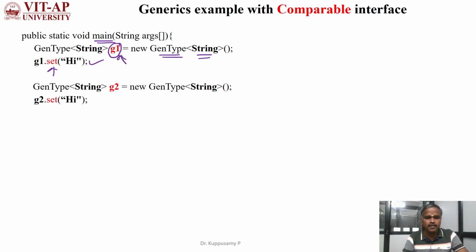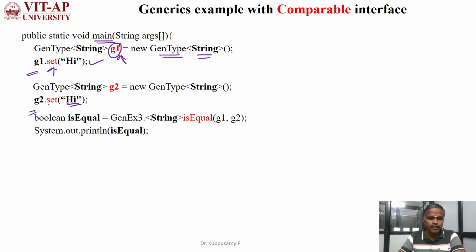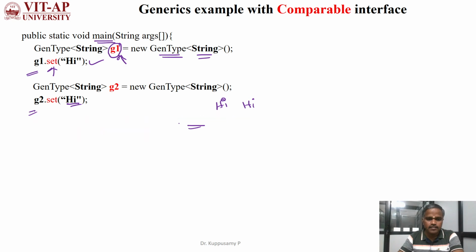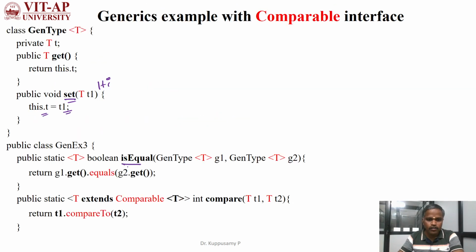Then I am passing another object g2, defined by using the String data type. Here also I am passing the same value hi. Now g1 has hi, g2 also has hi, right? Now I am checking by accessing those values, hi here and hi here, whether both are equal or not by calling the method isEqual. Here isEqual is receiving g1, which is hi, and g2, which is also hi. So by using that, I am checking.